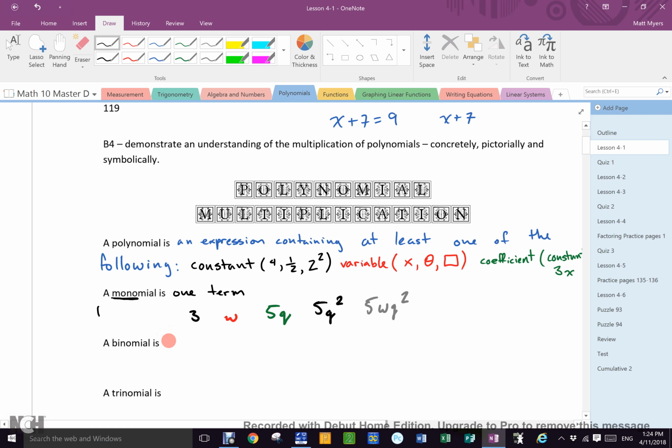A binomial is 2 terms, which means it's 2 monomials. All right? So if I have one monomial, I don't want to use x. If I have one monomial, p, and I have, oh, wait. No, I'll keep it red.